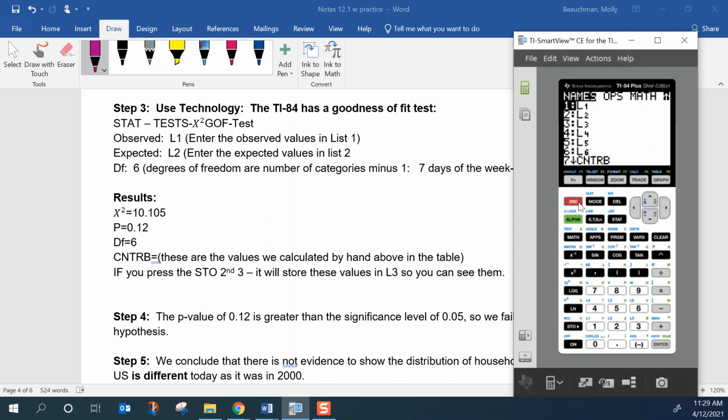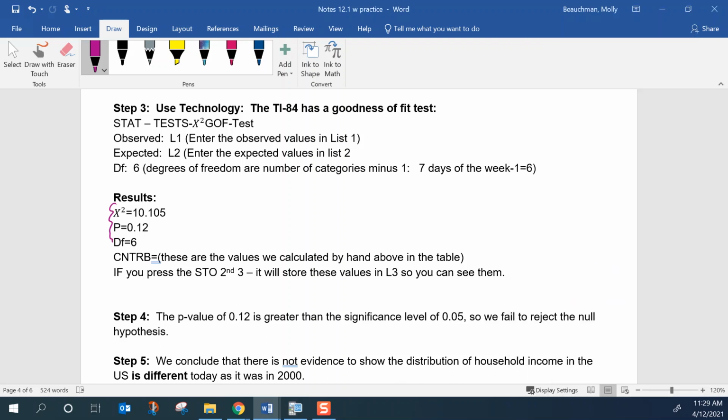In stat, in edit, enter your observed in list 1 and enter your expected in list 2. So you have to put the observed and expected values in up front. Then go to your goodness of fit test on the calculator. Chi-squared goodness of fit. Your observed are in list 1, expected in list 2. Degrees of freedom are the number of rows minus 1, and then calculate. So this tells us the chi-squared is about 10.105, and the p-value is 0.12. So these are the same results, much easier than doing it by hand, okay?